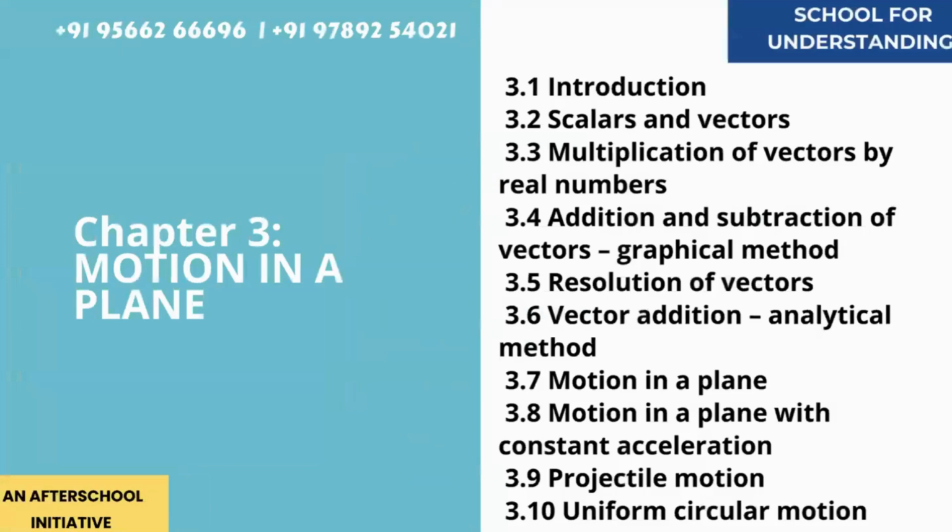Let's move on to chapter 3, motion in a plane, where we will start with the introduction, followed by scalars and vectors. Then we'll move on to multiplication of vectors by real numbers, then addition and subtraction of vectors using the graphical method. Then we'll focus on resolution of vectors, followed by vector addition, analytical method. Next, motion in a plane, followed by motion in a plane with constant acceleration. Then we'll move on to projectile motion, and finally, we'll be learning uniform circular motion. So these are the topics that will be covered in chapter 3.